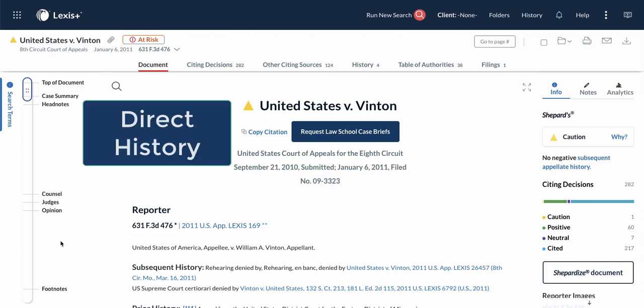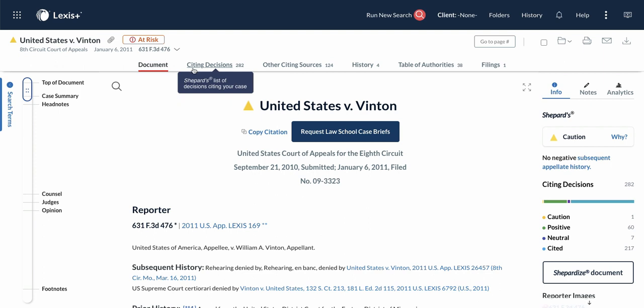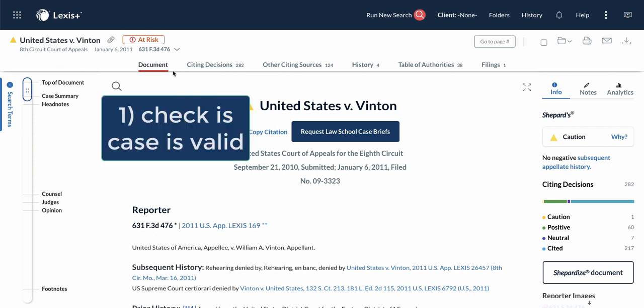Let's turn our attention to the future, looking at cases that have cited to our case after its publication. You know these as citing references or citing decisions. There are two purposes to looking into the future at direct history. One, it can help you to determine if your case is still good law, and two, as a way to find cases that say the opposite of what your case says.